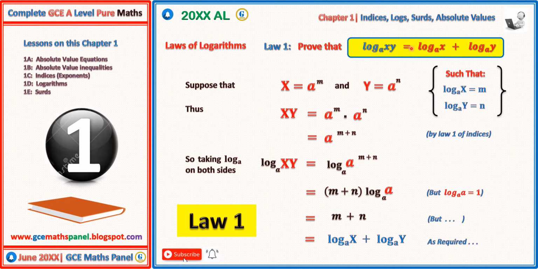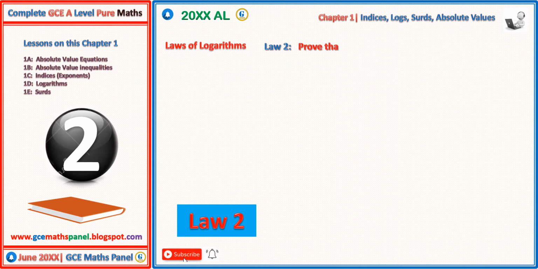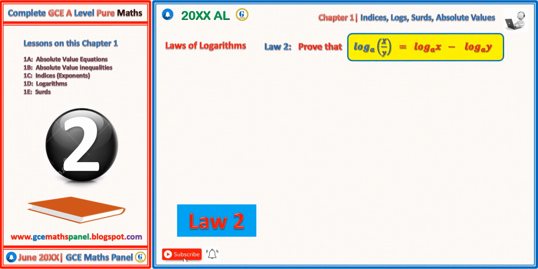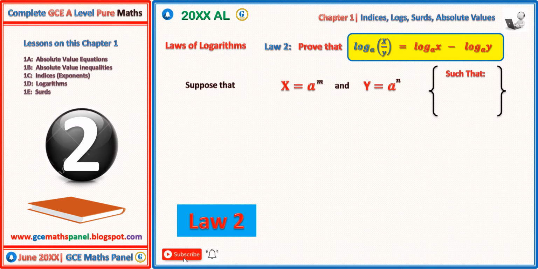The second law is similar to this one, just with a few modifications, that is for subtraction or division. For the second law, we are to prove that log x divided by y base a is equal to log x minus log y, where the base is a. First, we suppose that x is equal to a to the power m and y is equal to a to the power n, so this first step is the same as the previous first step.